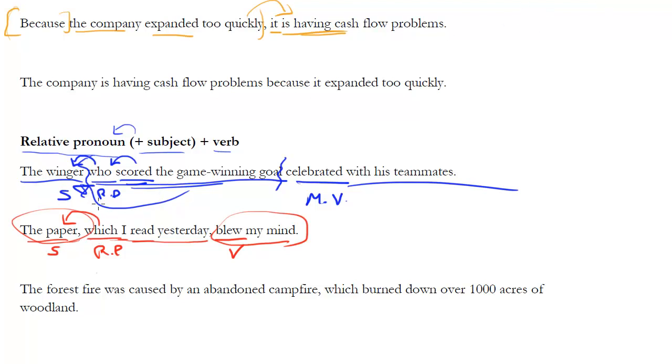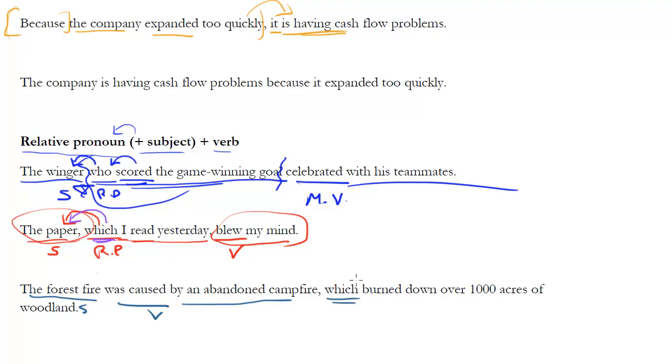One important thing to remember about relative clauses is that the relative pronoun has to come immediately after the noun it's replacing. And this is one of the errors you might see on the SAT, where the relative pronoun's not quite in the right place. And let me show you an example. The forest fire was caused by an abandoned campfire, which burned down over 1,000 acres of woodland. Now, we've got our subject, the forest fire, our verb, prepositional phrase, then a relative clause, which. So which burned down over 1,000 acres of woodland.